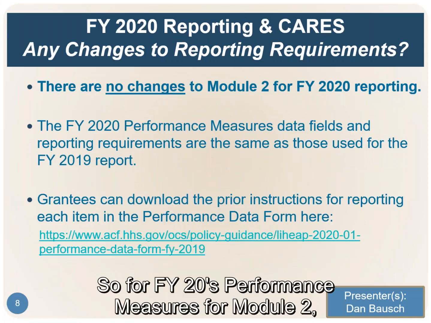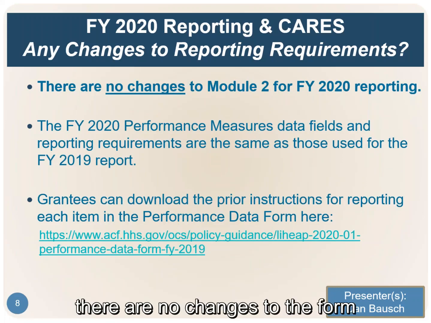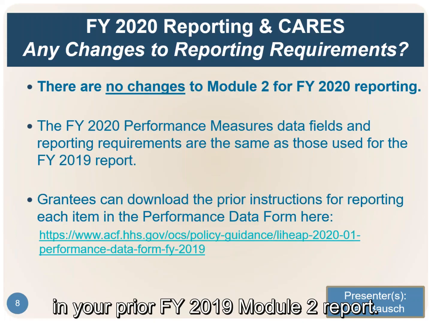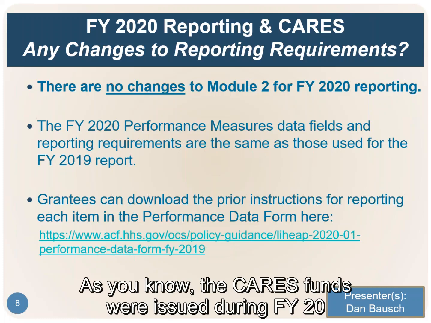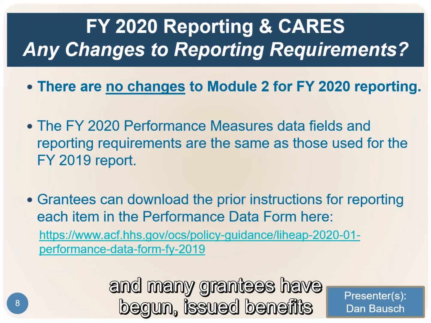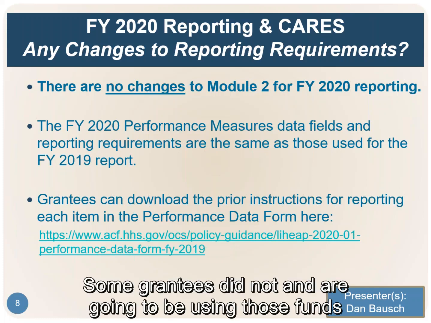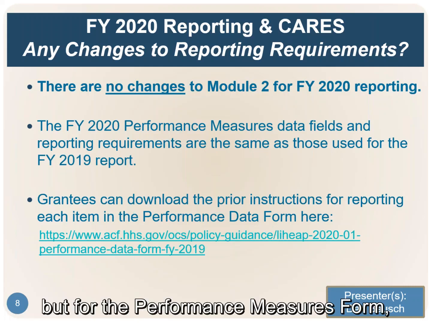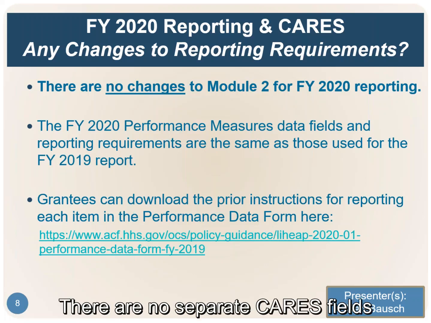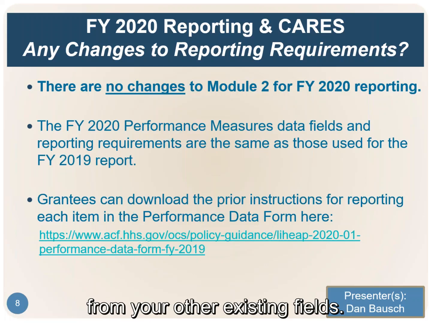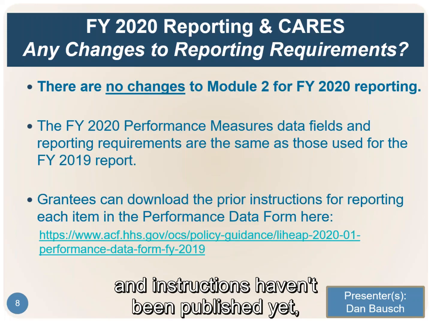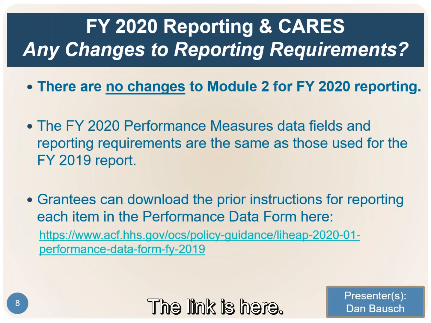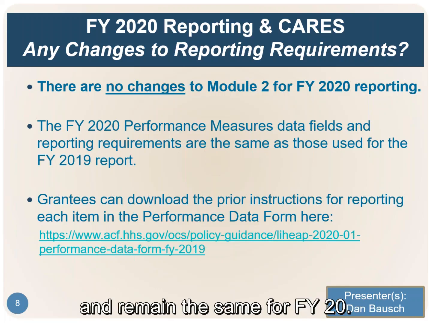Okay, so for FY20's performance measures for Module 2, there are no changes to the form or to the reporting requirements. So they are the same as in your prior FY 2019 Module 2 report. As you know, the CARES funds were issued during FY20, and many grantees have issued benefits at that time and have used them. Some grantees did not and are going to be using those funds during the current federal fiscal year. But for the performance measures form, there are no new requirements. There are no separate CARES fields from your other existing fields. So although the action transmittal and instructions haven't been published yet, you can still access the instructions for the performance measures module from last year. The link is here, and the instructions remain applicable and remain the same for FY20.